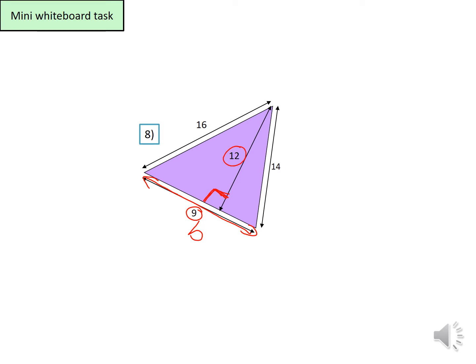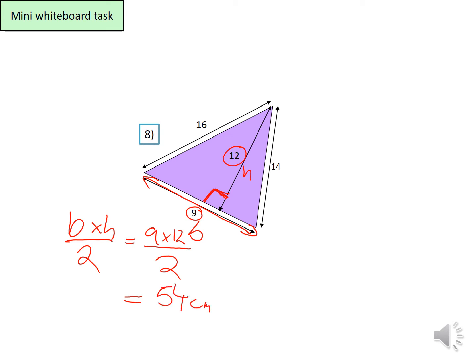So the base is 9, the height is 12. Put it into our formula of base times height divided by 2. That gives me 9 times 12 all over 2, and that gives me 54 centimeters squared.